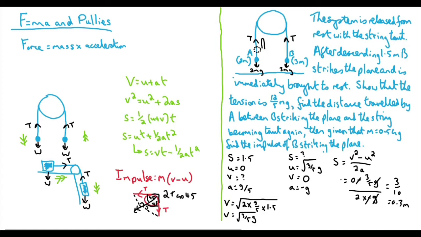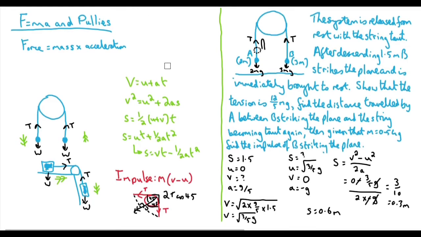As I said though, this is just the distance to the greatest height. It will become taut again when it's now fallen back to that previous position, so we double that distance. So overall, the distance is going to equal 0.6 meters for that answer to the second.